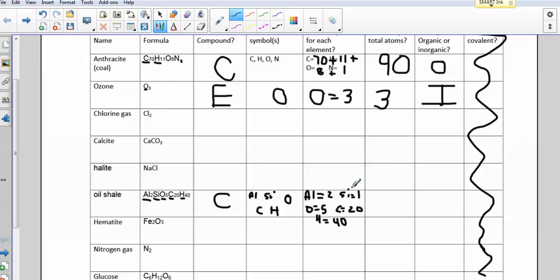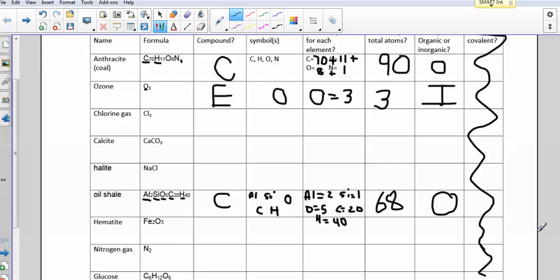All right. Next task is the total atoms. So remember, I add them all up. 40 plus 20 is 60, 65, 66, 67, 68. So I have a total of 68 atoms. I can just imagine somebody screaming out 21 right now. Lastly, is it organic or inorganic? Well, look here. I've got aluminum, silicon, oxygen, carbon, and hydrogen. So since I have carbon and hydrogen, the answer is yes, it is organic.